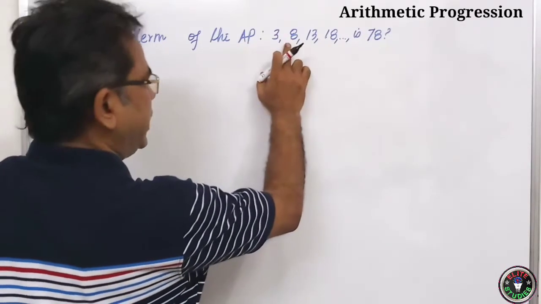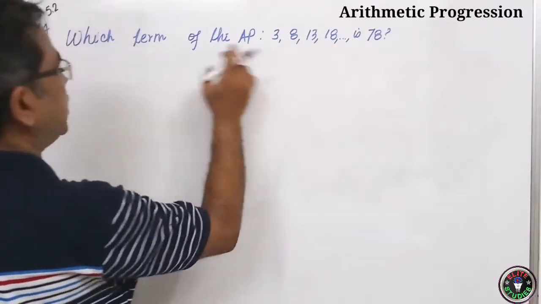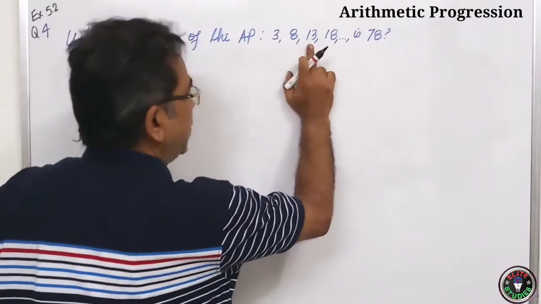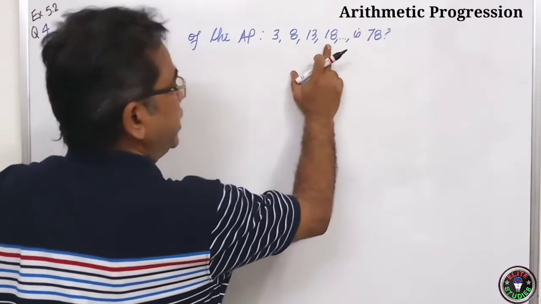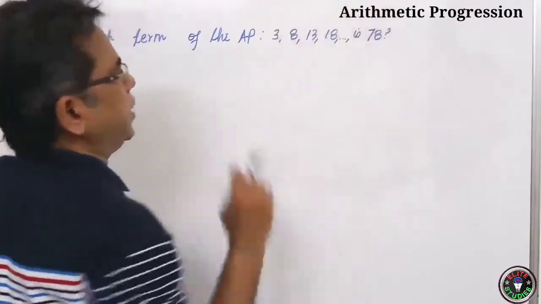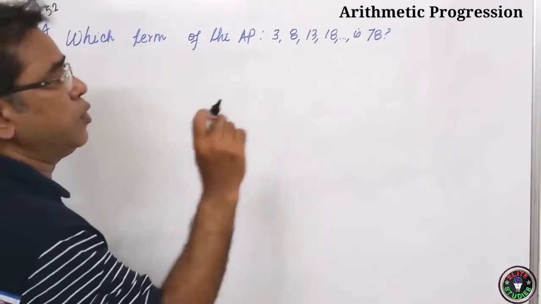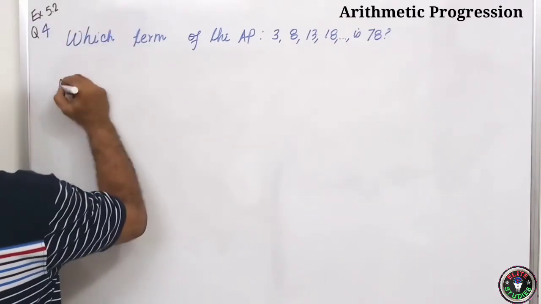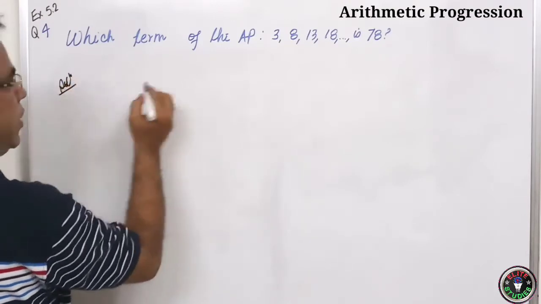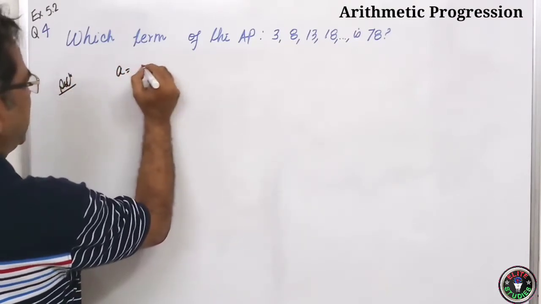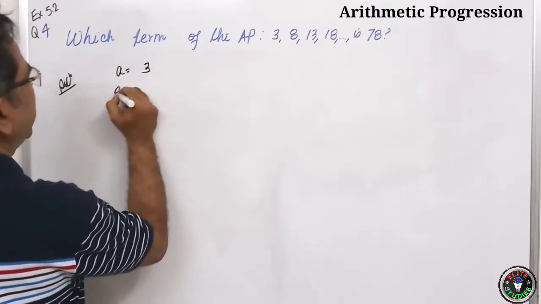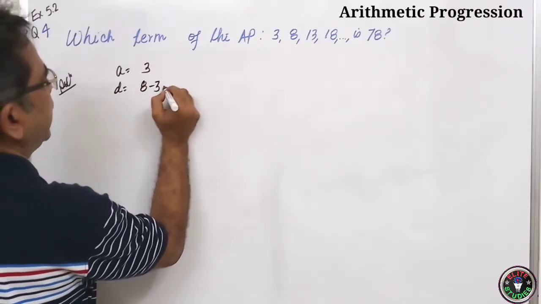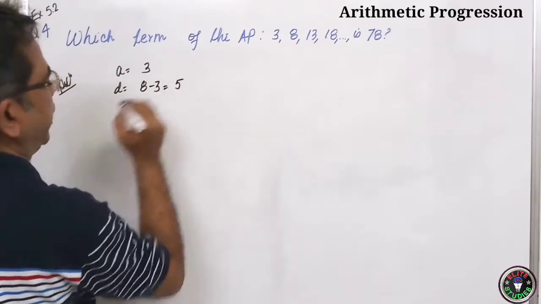So A is given, D is given. Now you have to find which term of the AP. The first term is 3, second term is 8, third term is 13, fourth term is 18. Similarly, which term will be 78? Which term means we have to find n. Solution. What is given to us? A is equal to 3 given to us. D is equal to 8 minus 3, which is equal to 5.